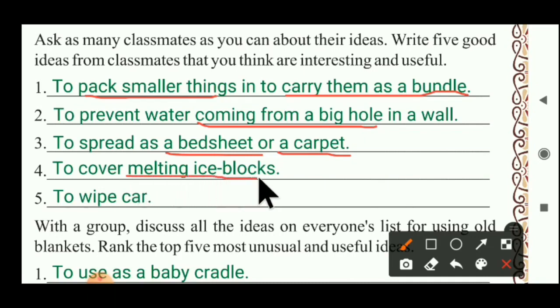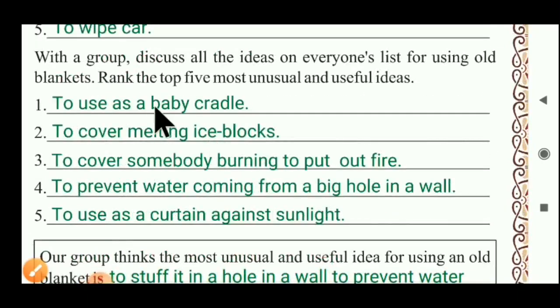It can also be used to cover pieces of ice. Can you understand? And fifth number, to wipe a car. And he also used it to wipe a car or wipe anything. Okay, can you understand? So here 5 ideas are given. So you have to write 5 ideas in your textbook.